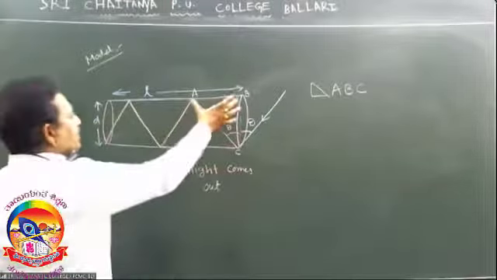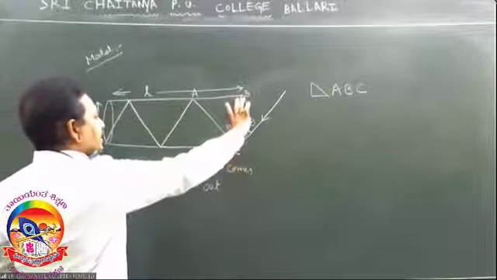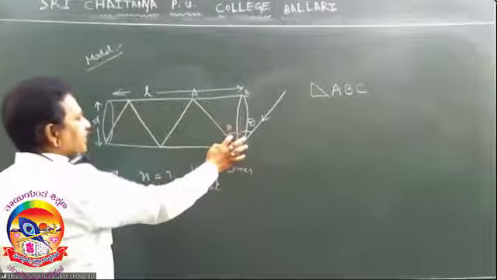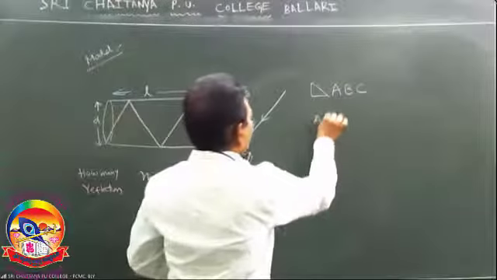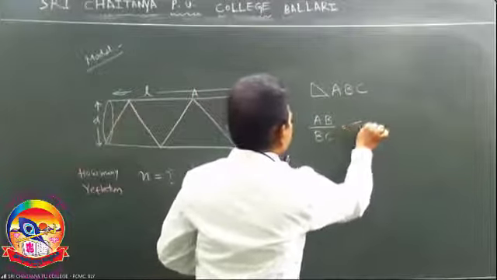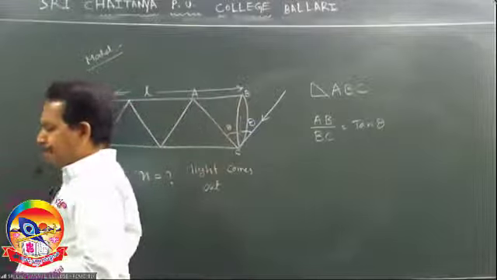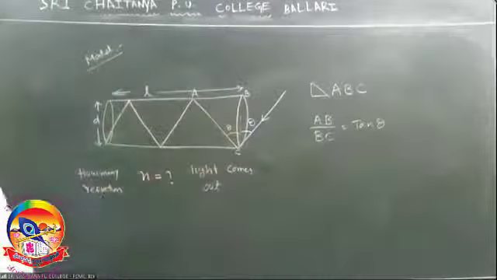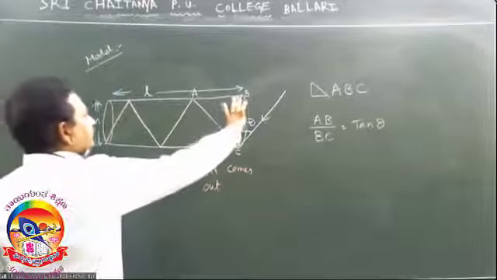AB is the opposite side for this angle. BC is the adjacent side for this angle. So AB divided by BC, opposite side by adjacent side, is how much? It is tan theta. But already I know BC.